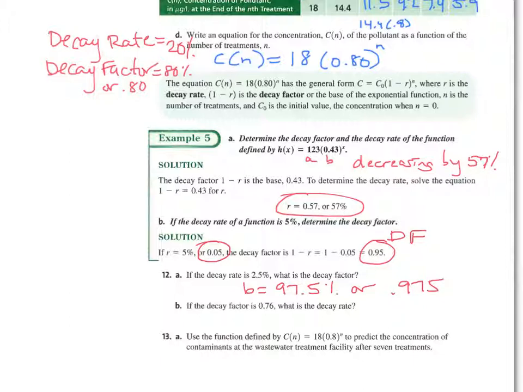If my decay factor is 0.76, what's my decay rate? Okay, so this time they're giving us the factor. If that's my b, if I'm multiplying by 0.76 each time, how much am I losing each time? That would mean my R value would be 0.24. I'm going down by 24% if I'm multiplying by 0.76 each time.